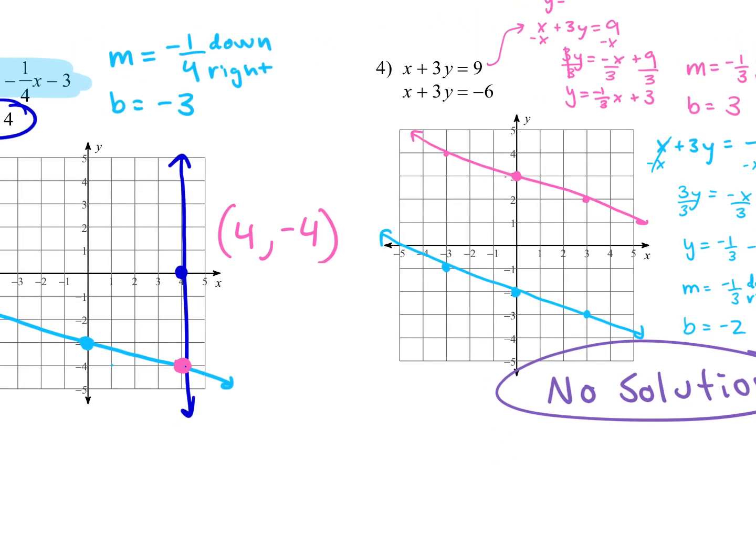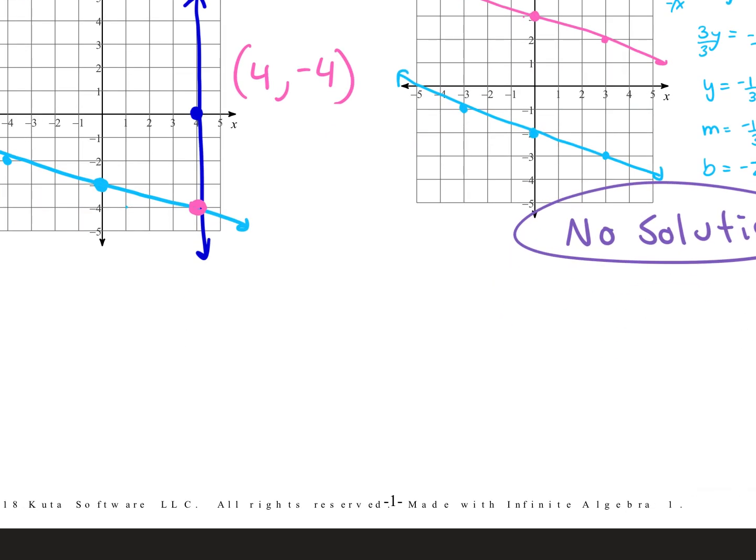So this first one, number 3, is an example of where we have one solution. Number 4 is an example where we have no solution. If your two lines never intersect, it'd be no solution. What if we graphed them and they were the same exact line? What do you think our answer would be? Infinitely many solutions. Awesome.